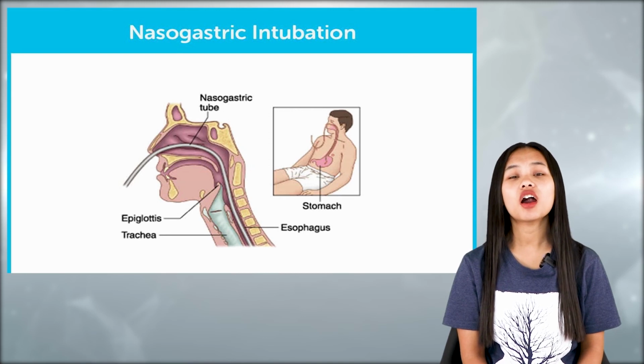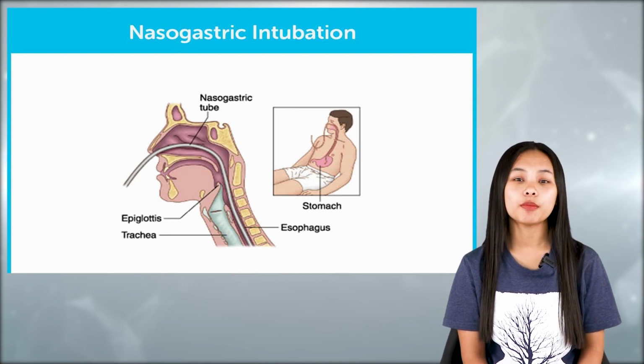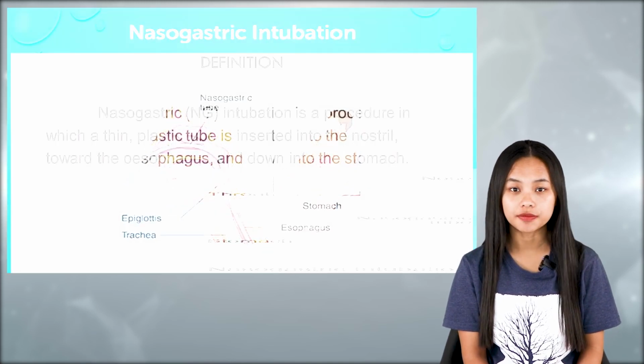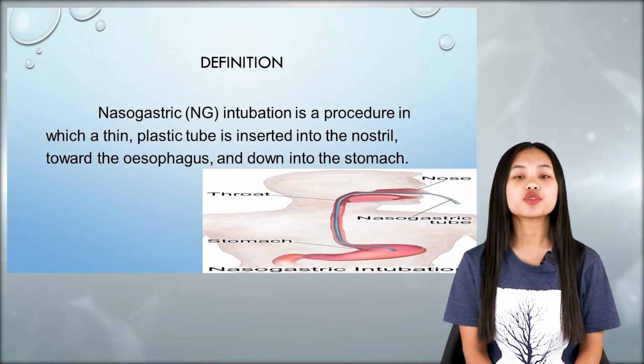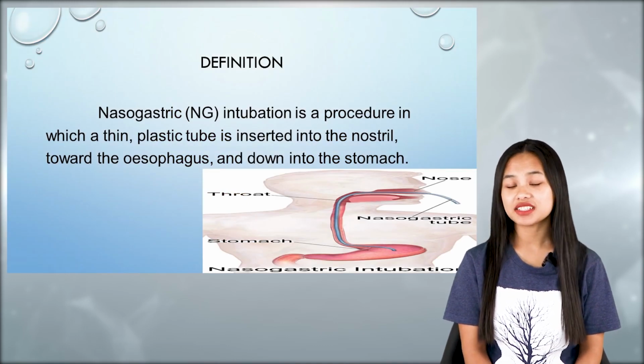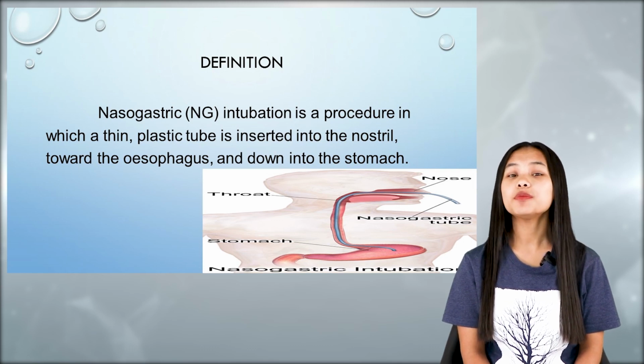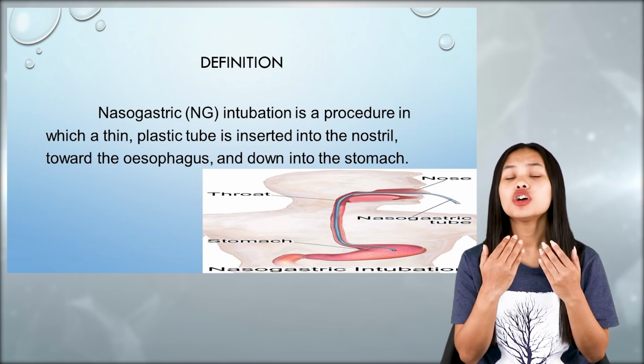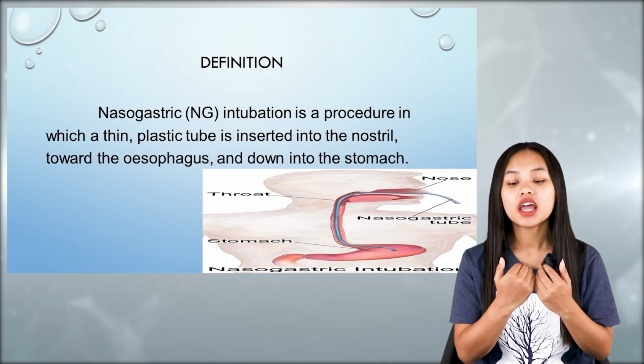So here in today's session, we are going to discuss in detail about the nasogastric intubation. This nasogastric intubation is a procedure in which a thin plastic tube will be inserted into the nostril towards the esophagus and then down into the stomach. Once this tube is properly placed and secured, the healthcare provider, such as a nurse, can start delivering the food and medication directly into the stomach or even obtain substances from it.